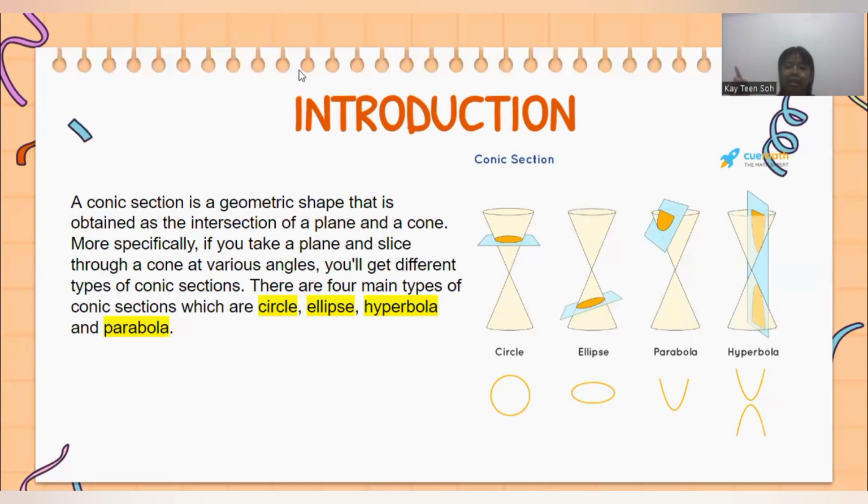So now let us proceed to the introduction. So what is a conic section? A conic section is a geometric shape that is obtained as the intersection of a plane and a cone. More specifically, if we take a plane and slice through a cone at various angles, you will get different types of conic sections. There are four main types of conic sections, which are circle, ellipse, hyperbola, and parabola.